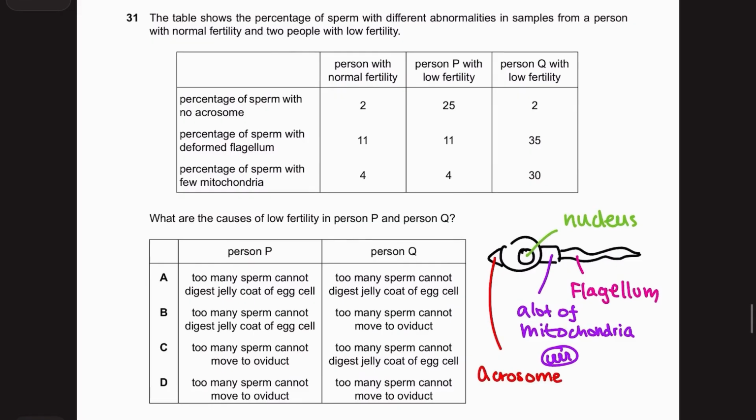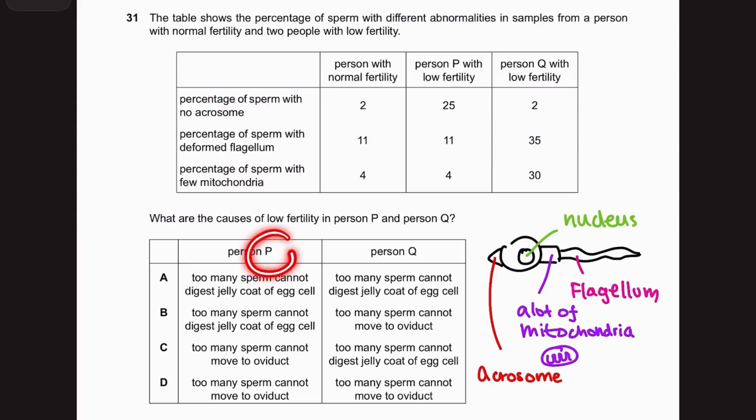So now let's try to understand what's going on here then. Percentage of sperm with no acrosome. That's definitely a bad thing, right? Because with no acrosome, you can't even get through the jelly layer. So look at this, the person with normal fertility. Fertility means your ability to reproduce. Okay, so this normal person can just reproduce normally. Only 2% of its sperm has no acrosome. Does that make sense? In a person with normal fertility, only 2% of the sperm has no acrosome. That's okay, right? Because 98% does have acrosome, so that's why he can reproduce normally. Get it? So I hope this is all making sense.